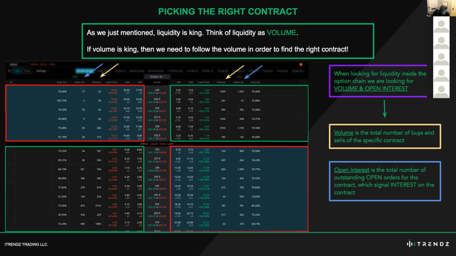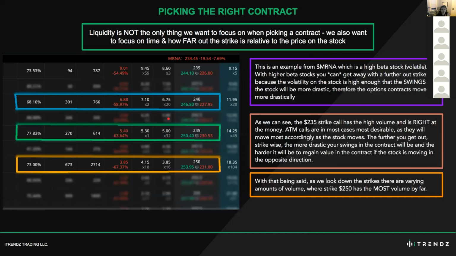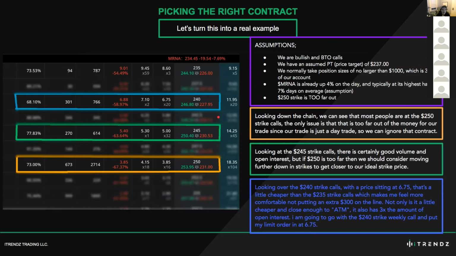Yes, correct. So let's take a look here at this as a proper example. Let's make a real example out of this. Let's take these assumptions here on the stock. So we're bullish and we're buying to open calls, right? We don't do anything else. We buy on the ask, buying to open, right?